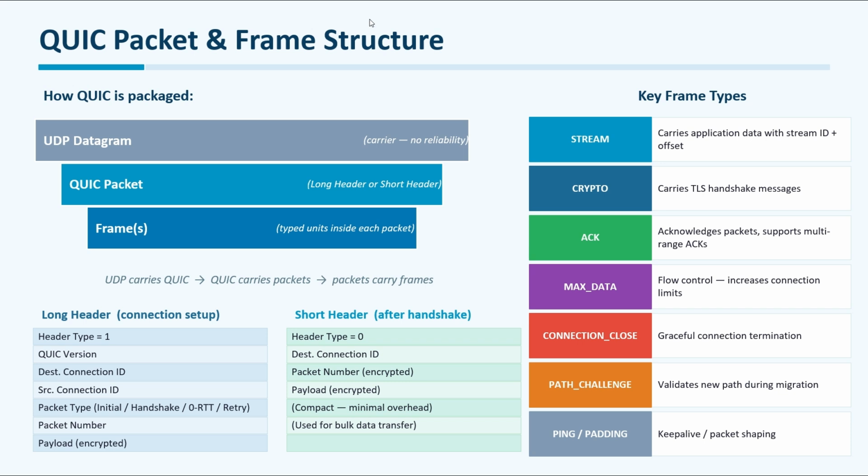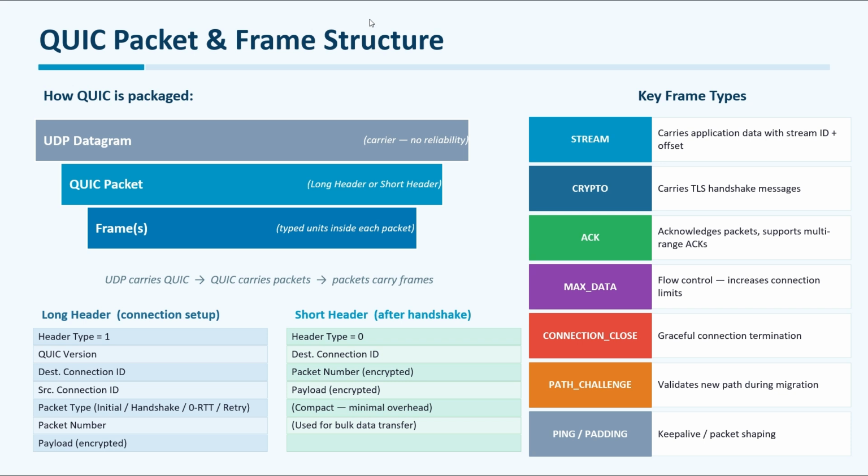Talking about streams and frames, there are different frame types and different purposes for them, as we can see here. The STREAM frame carries application data for a specific stream, including stream ID, offset, and data. ACK acknowledges received packets and supports multi-range acknowledgements for better loss recovery. CRYPTO carries TLS handshake data, not application data. CONNECTION_CLOSE gracefully terminates the connection with an error code.